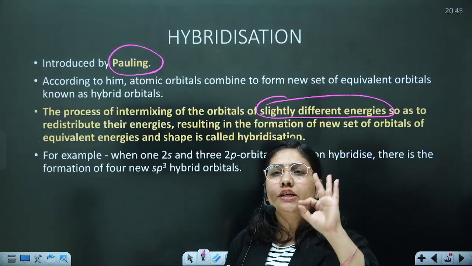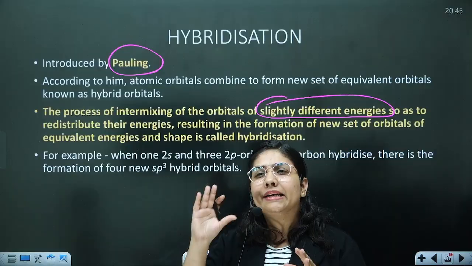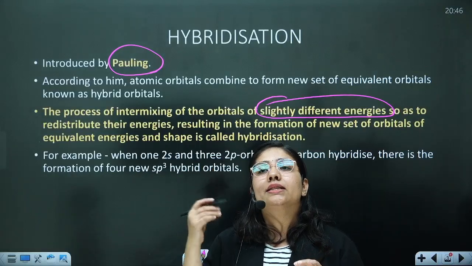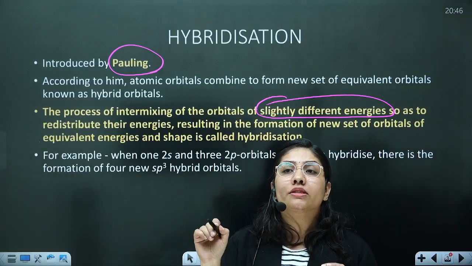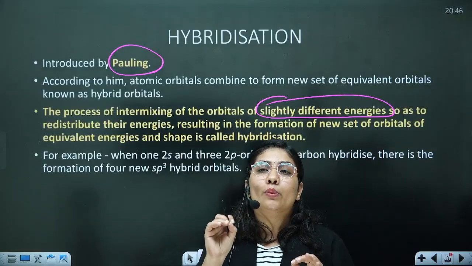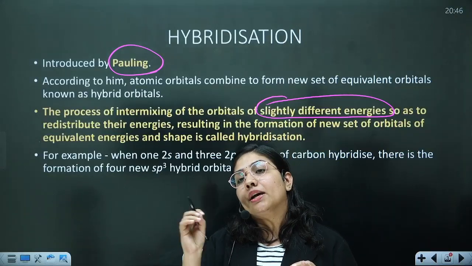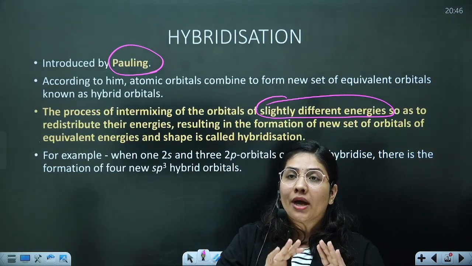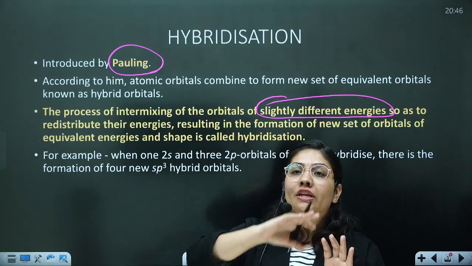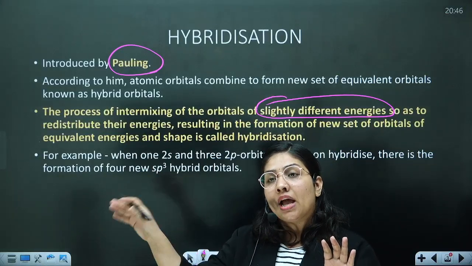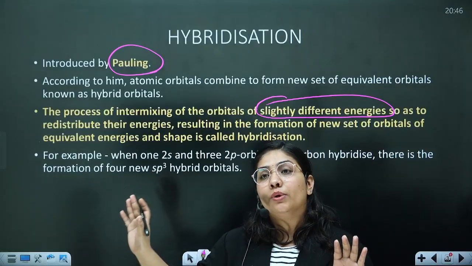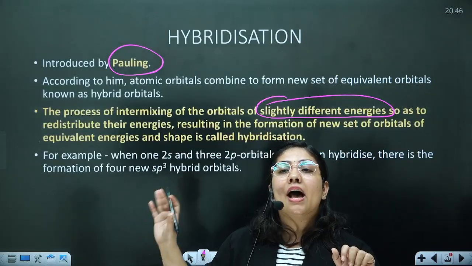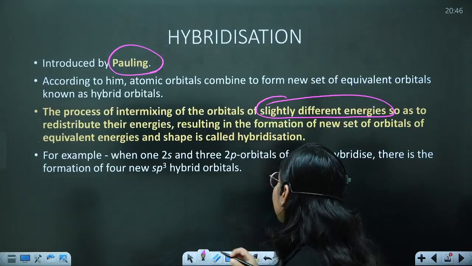The process of intermixing of the orbitals of slightly different energies so as to redistribute their energy, resulting in the formation of new set of orbitals of equivalent energies and shape is called hybridization. Whatever the orbitals we have taken, while hybridization, what will happen? We will redistribute their energy, and the hybrid orbitals will have equivalent energy and the equivalent shape. Okay.